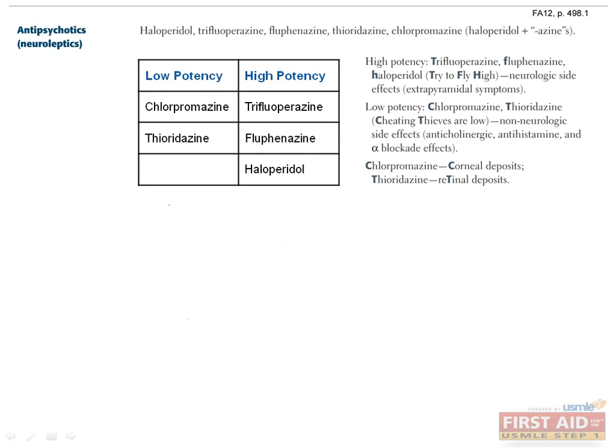It's important to remember that chlorpromazine and thioridazine are low-potency antipsychotics and tend to have more anticholinergic, antihistamine, and alpha blockade effects, whereas trifluoperazine, fluphenazine, and haloperidol are high-potency antipsychotics and tend to have more of the extrapyramidal symptoms. You can keep these all straight with the acronyms: "Cheating thieves are low" for chlorpromazine and thioridazine, and "Try to fly high" for trifluoperazine, fluphenazine, and haloperidol.